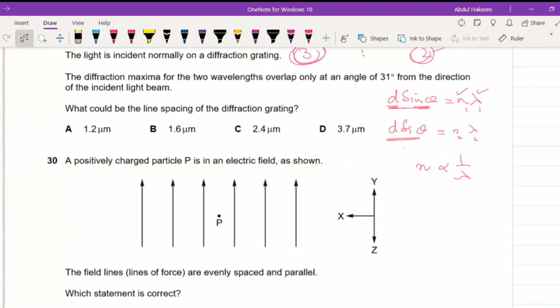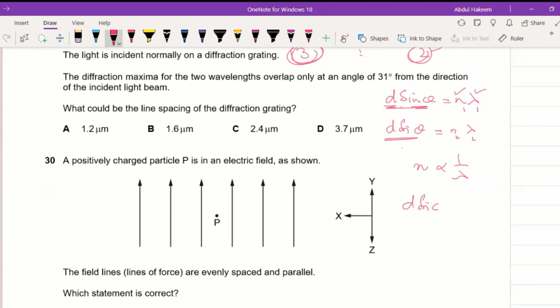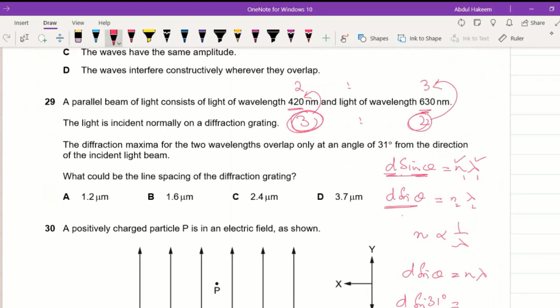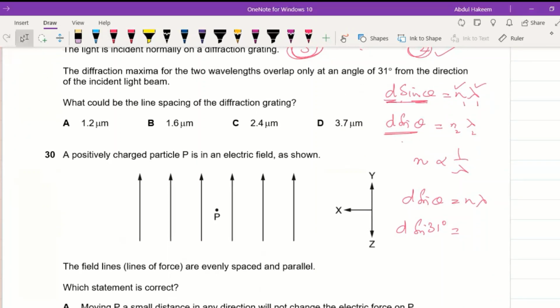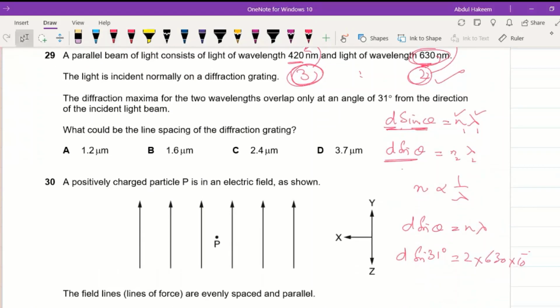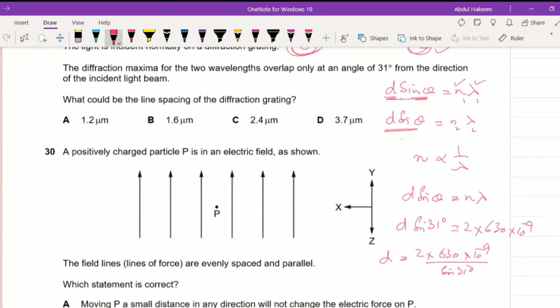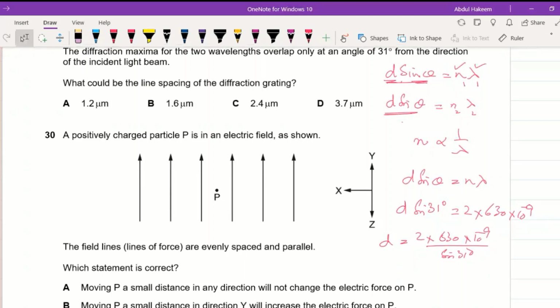So we will use the equation then. d sine theta is equal to n lambda, d required, sine is 31 degree. Now use any pair, second wavelength, and then the number of the maximum will be 2. So 2 times 630 into 10 power minus 9, because it's nano. So d separation will be 2 times 630 times 10 power minus 9 divided by sine of 31 degree. And after calculation, the answer is coming C.